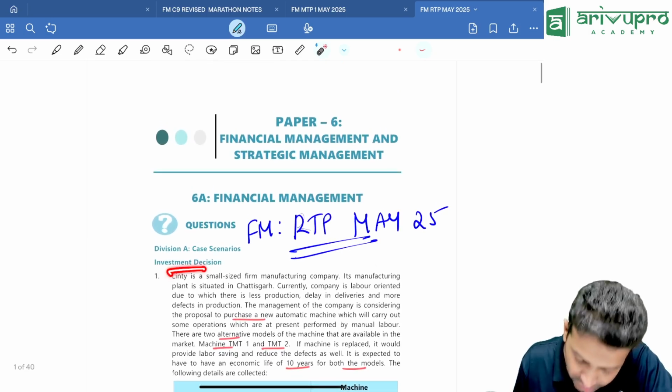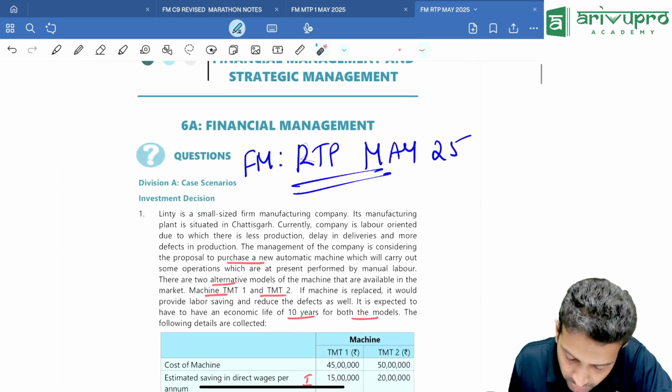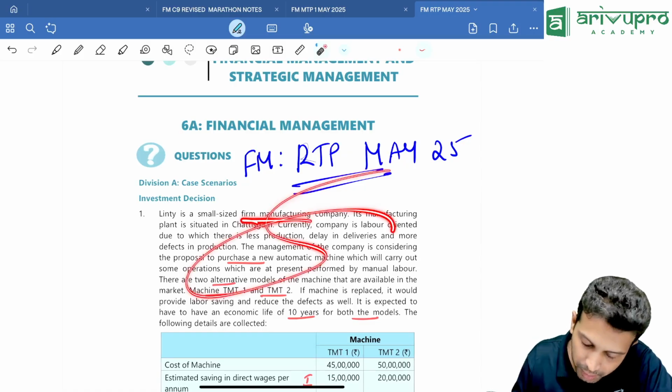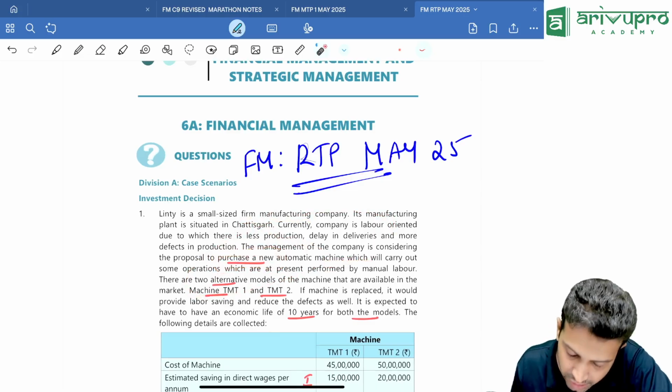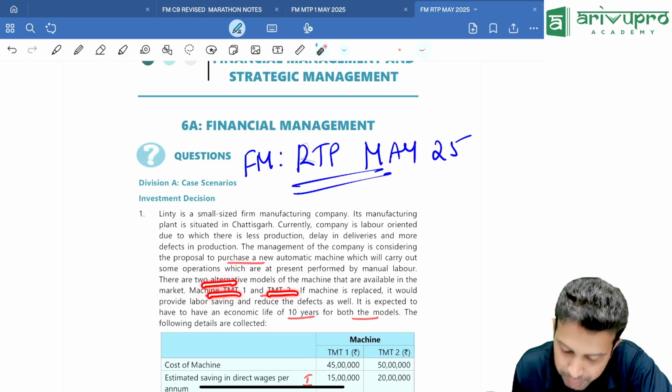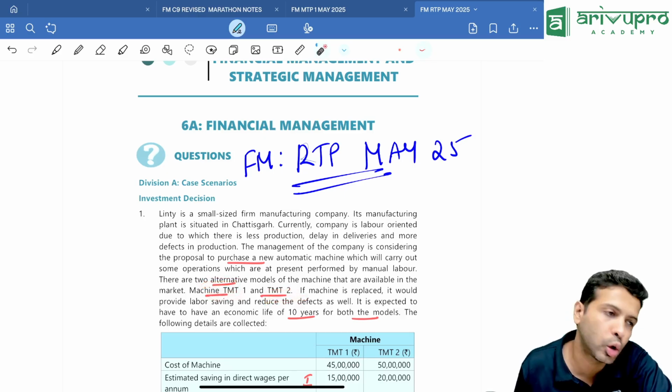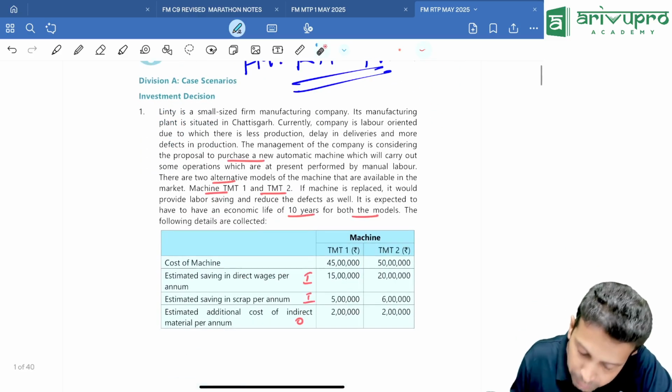So first question is a case question based on investment decision. So Linty, small space company, and all that we don't need. We'll go into the matter. They want to purchase a new automatic machinery and they have two alternatives. Either they can buy machinery 1 or machinery 2. Two options are there. And both ka life is 10 years. Fine. They've given some data.